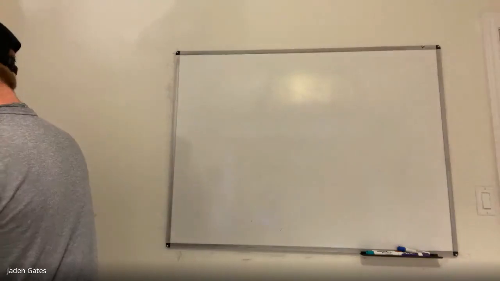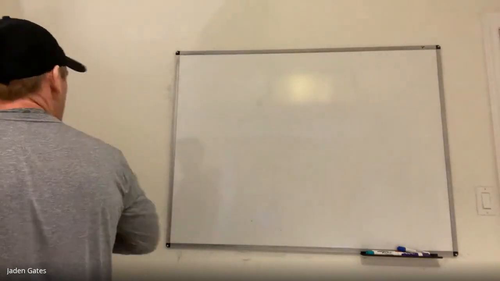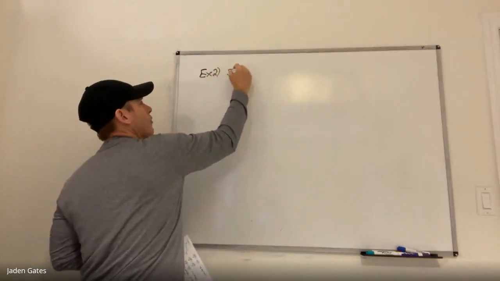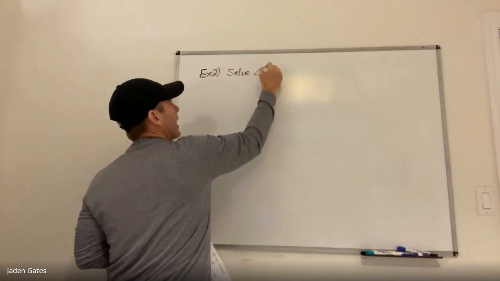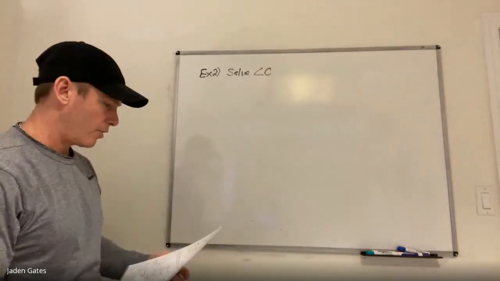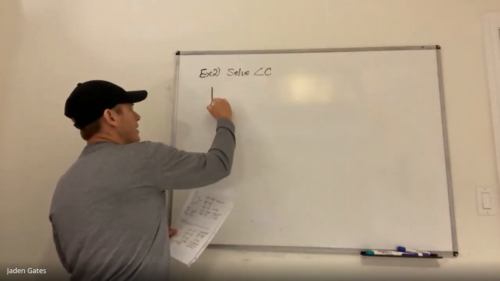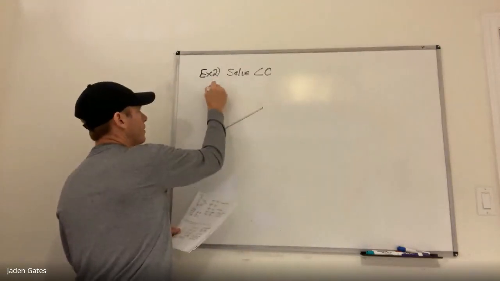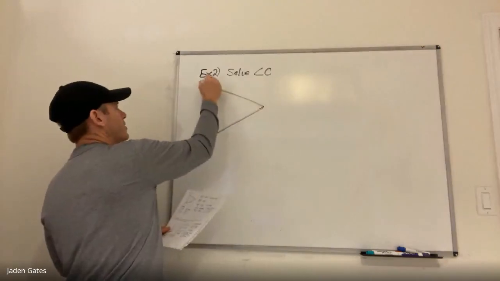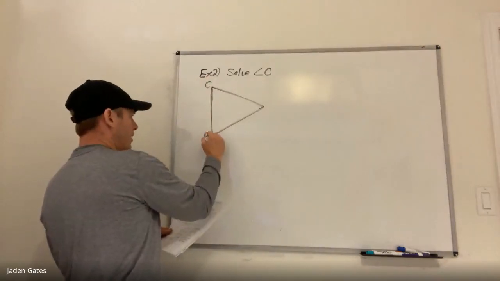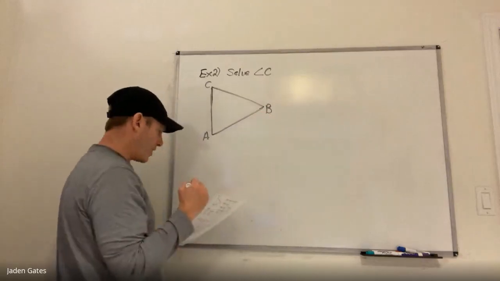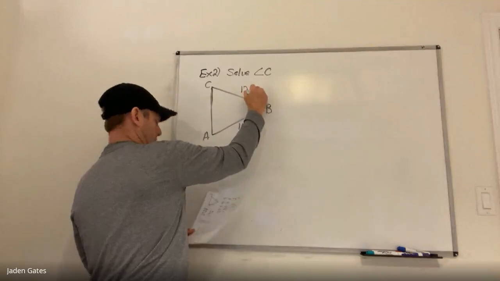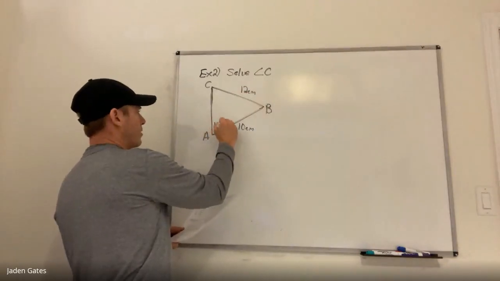So let's see here. So I'm going to solve for angle C here. So now we're solving for an angle. I solved for a side before. So I'm going to draw my triangle here. And I can say C is right there. Here's our A. Here's my vertex B. 10 centimeters here, 12 here. And let's see here, 40 down here.